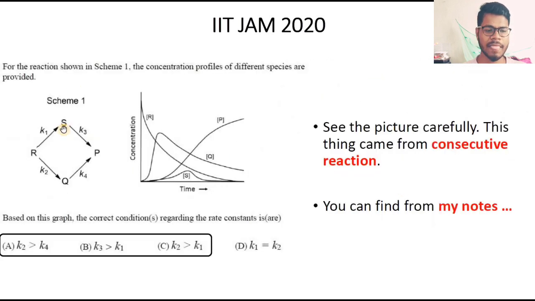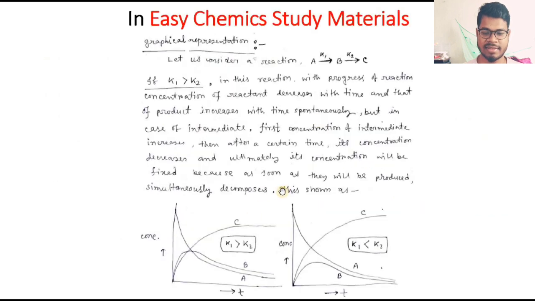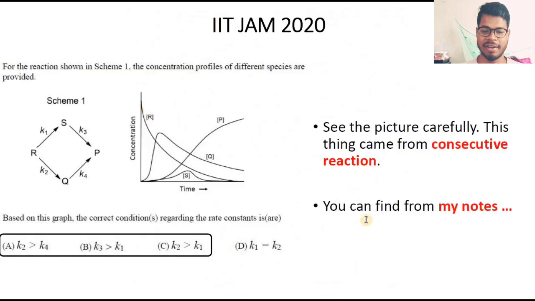This is a very important question, and the concept you have to apply here is the concept of consecutive reactions. This is the screenshot of my material, so you can see the graphs. Those are quite similar. Let me explain this. From R to S, when S is forming, the rate constant is K1, S to P is K3, R to Q is K2, Q to P is K4, right?